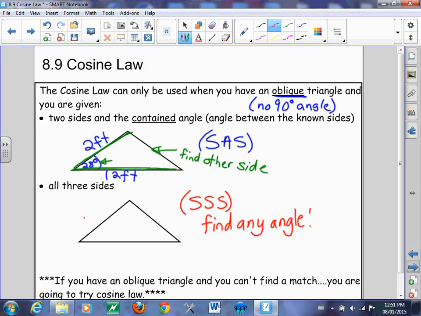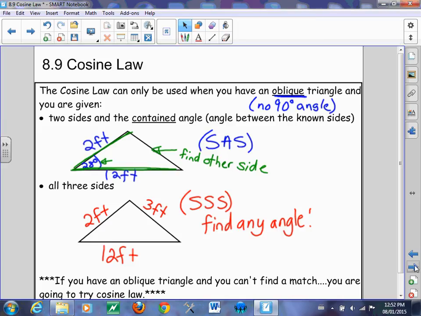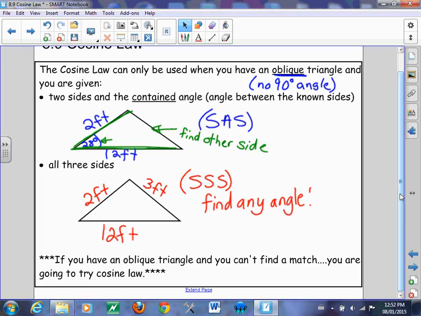Okay, so here's my example. If this was 2 feet, and this is 12 feet, and maybe I gave you this is 3 feet. Doesn't matter. Remember, our diagrams aren't drawn to scale. Okay? So side, side, side, and it says here, if you have an oblique triangle, you can't find a match, then you're going to try cosine law. Cosine law is your last resort. It's your last strategy. Okay?